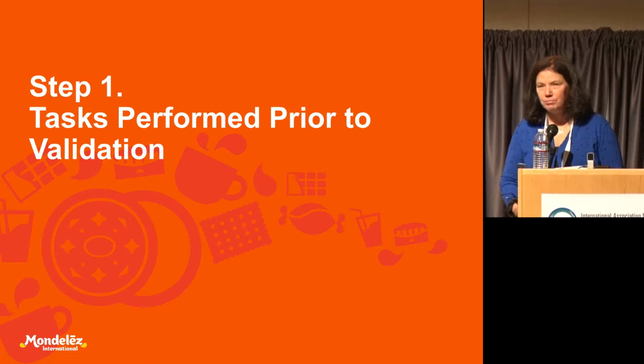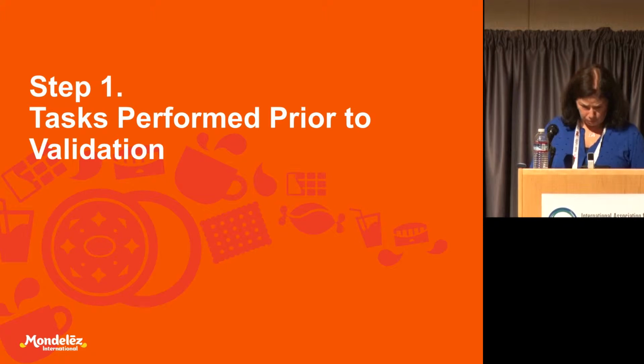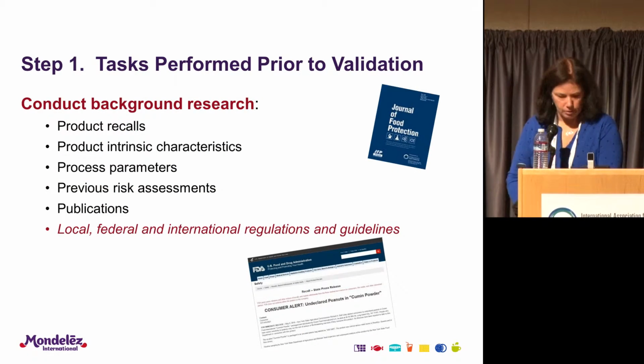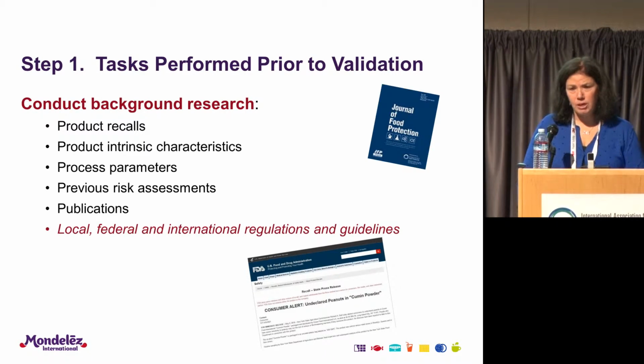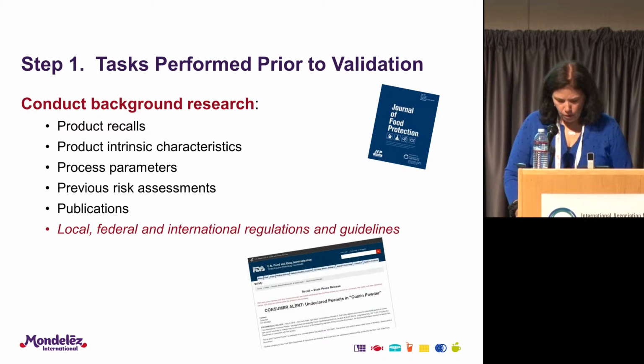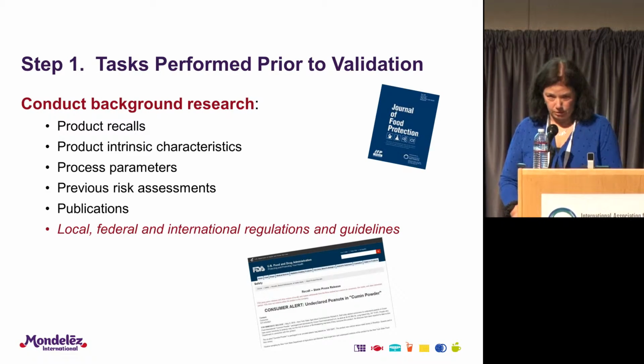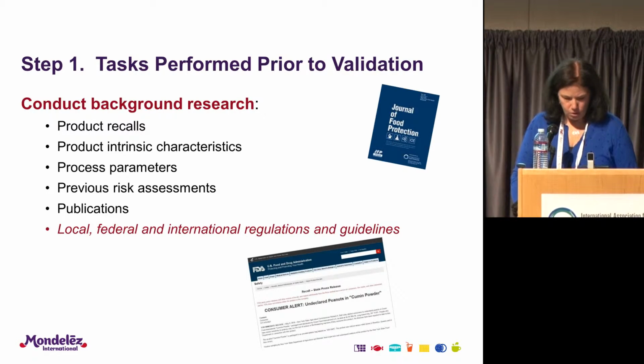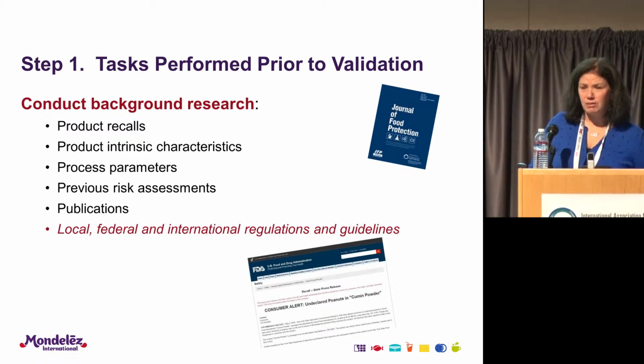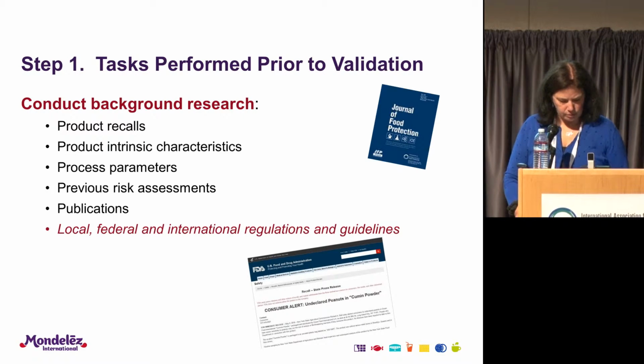So the first step is to look at the tasks performed prior to validation. It's very important. This is basically, where do I start? To conduct your validation effectively and efficiently, you have to do some really good background research. You might want to start by looking at product recalls. Look at the Journal of Food Protection, look at the FDA database. There are also some really great global databases to check out food recalls. You have to look at your product's intrinsic characteristics. Do you have high or low pH, high or low water activity, and what is the moisture of your product? You want to look at your process parameters. You want to consider all options of processing this product to control the hazard, and it's good to go through journals as well for that.